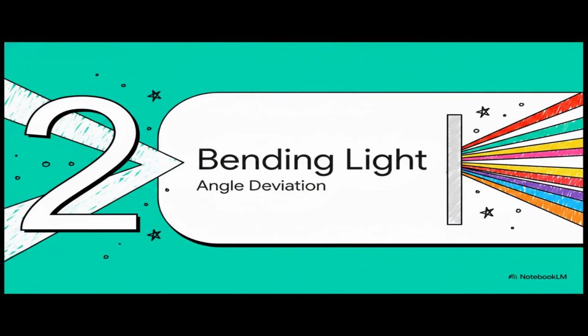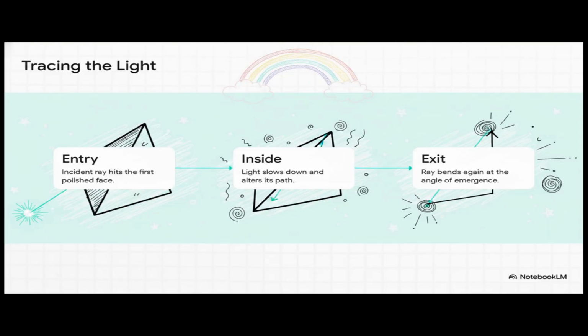Section 2. Bending light, angle of deviation. If we step into the shoes of the light ray, we can actually follow its journey. Imagine a focused laser beam. In step 1, it hits the first polished face at a specific entry point. That's our angle of incidence.